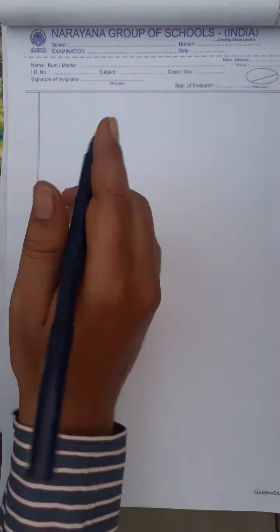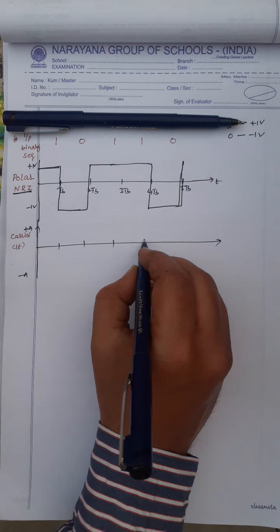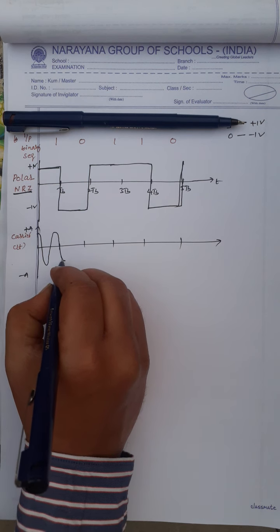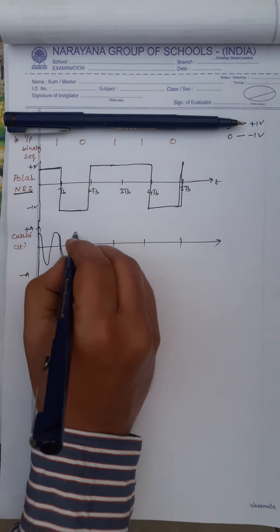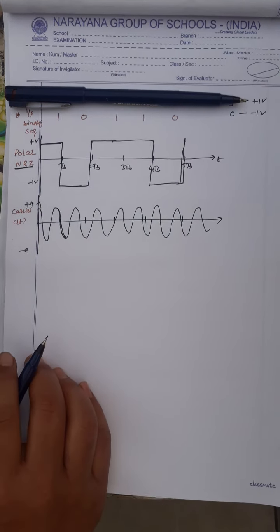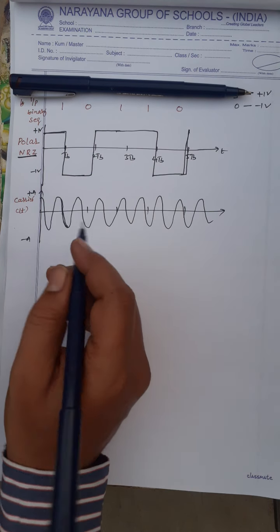Here carrier signal, carrier C of t. Carrier signal amplitude is plus A, minus A. Okay, here also. So here carrier signal. I am roughly drawing the carrier signal. Okay, this is my carrier signal. Now, the modulated signal S of t.